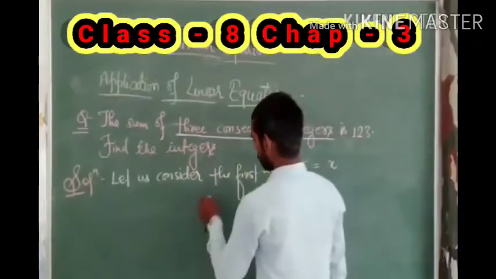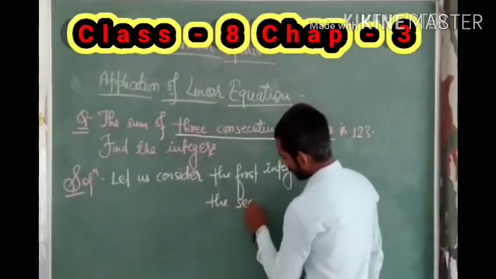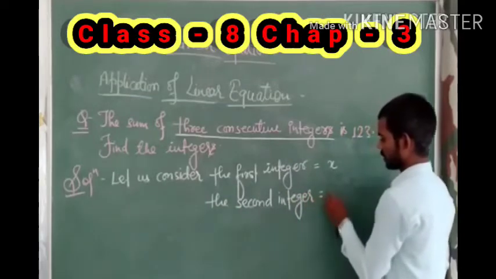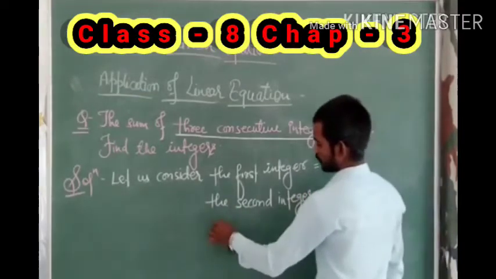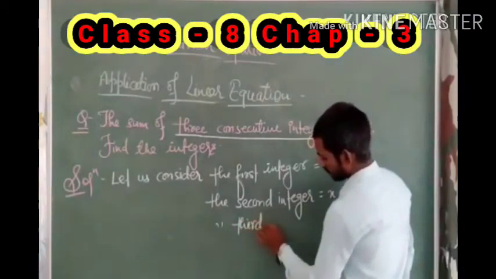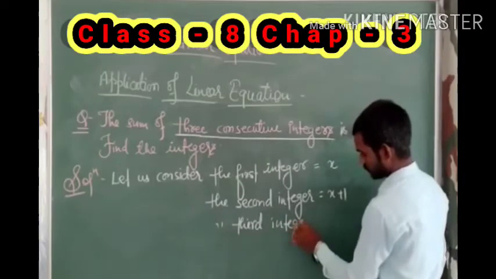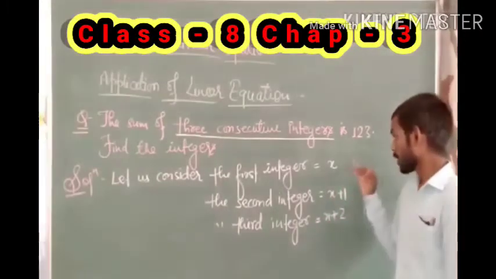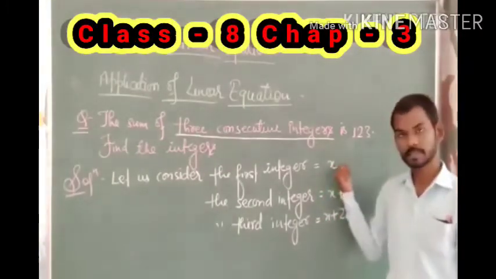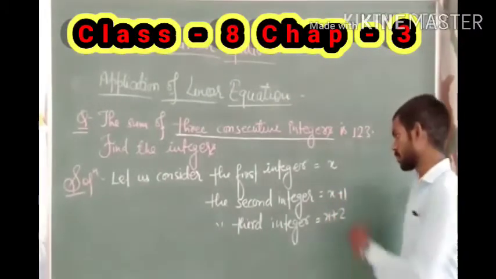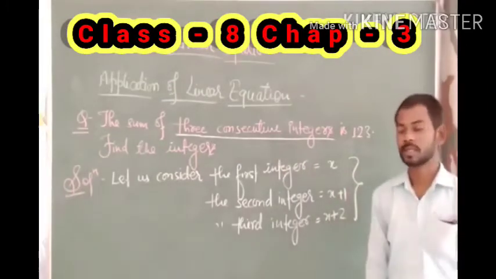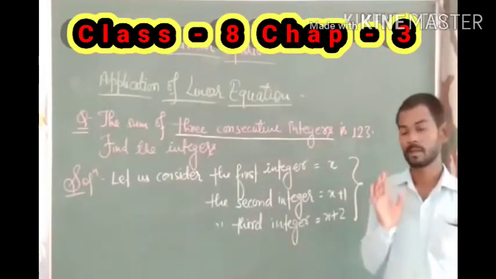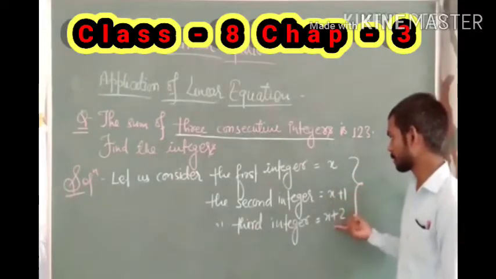So we write the second integer is equal to x plus 1. The third integer is equal to x plus 2. So here we suppose the three integers are x, x plus 1 and x plus 2. These three are consecutive integers. That means they come in order with a difference of 1. So x, x plus 1, x plus 2.